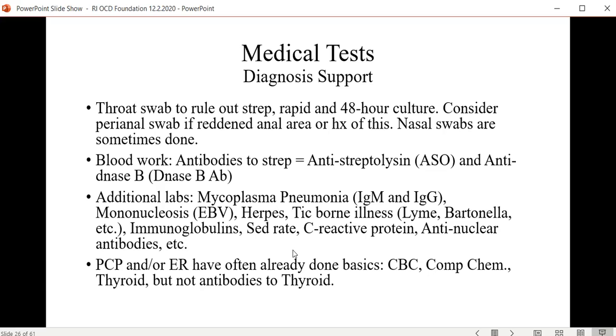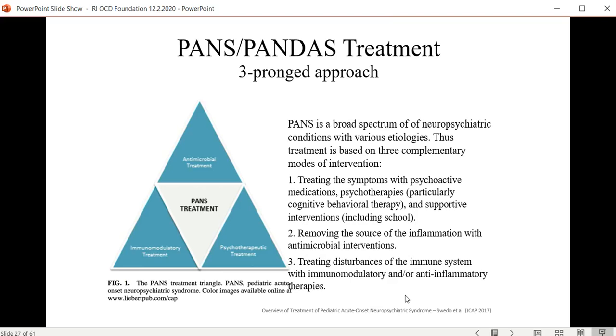And often by the time somebody like myself would see a child, a primary care or emergency room has done the basics: CBC, comp chemistry, that's your liver function, kidney function, thyroid, but often not antibodies to thyroid, which I mentioned earlier, Hashimoto's, which is a disorder of antibodies attacking a woman or a man's thyroid. Then it knocks out the thyroid. These kids often have antibodies to thyroid, but weirdly enough, they do not always have abnormal thyroid function. Sometimes they do, but most of the time, I've seen kids fluctuate between overactive and underactive within 3 months' time, which is not normal thyroid function.